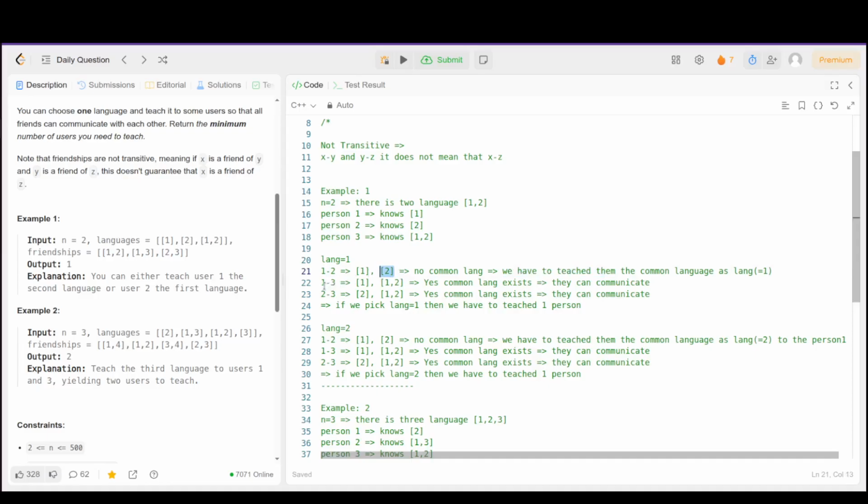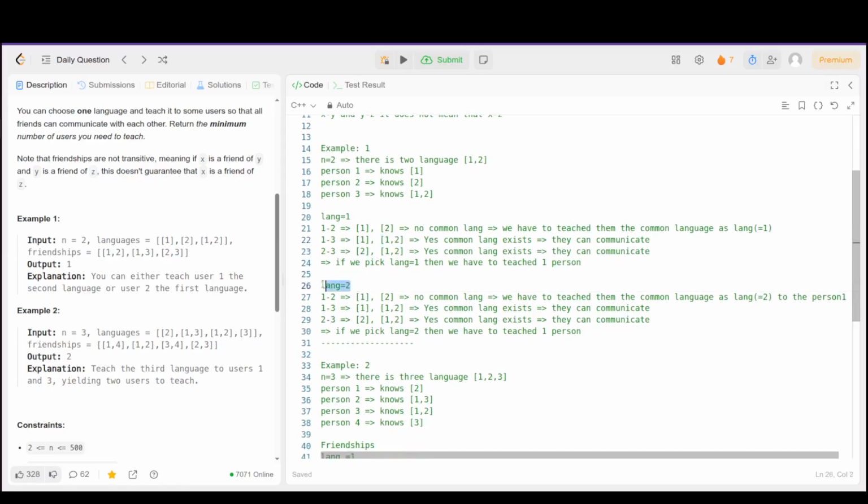Similarly for 1 and 3, who are friends, 1 knows language 1 and 3 knows language 1 too. So there is one common language, that is language 1, and we do not need to teach any language. So they can already communicate with each other. And similarly for 2 and 3, 2 knows language 2 and 3 knows languages 1 and 2, so there are common languages and they can communicate. So if we pick language 1 for teaching, then we have to teach one person. Let's try language 2.